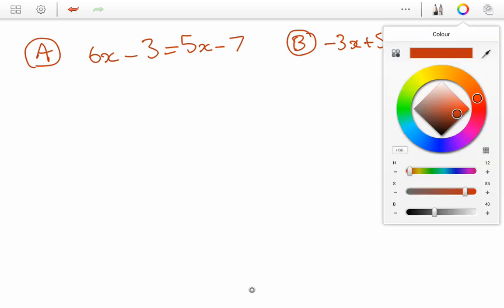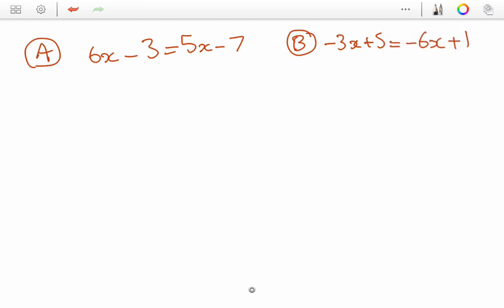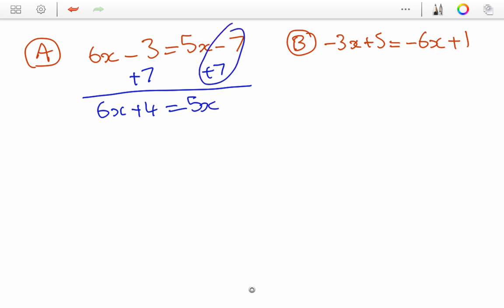So for question A, I'm going to look at this and I'm going to say, alright, the lowest term in this case isn't 3, it's actually minus 7. Minus 7 is lower than minus 3. So I'm going to say, alright, I want to get rid of that minus 7. To do that, I need to use the opposite. So I'm going to say, let me add 7 here, add 7 here, giving me 6x plus 4 is equal to 5x, and that plus 7 minus 7 cancel out.